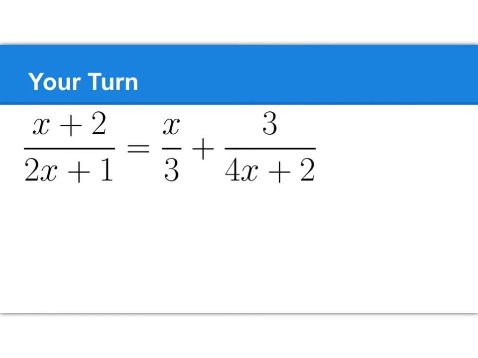Let's see what happens when you give it a try. This is your problem. X plus 2 over 2x plus 1 equals x over 3 plus 3 over 4x plus 2. Remember to get an LCD, and then once you have that, you can disregard the LCD until the end of the problem.